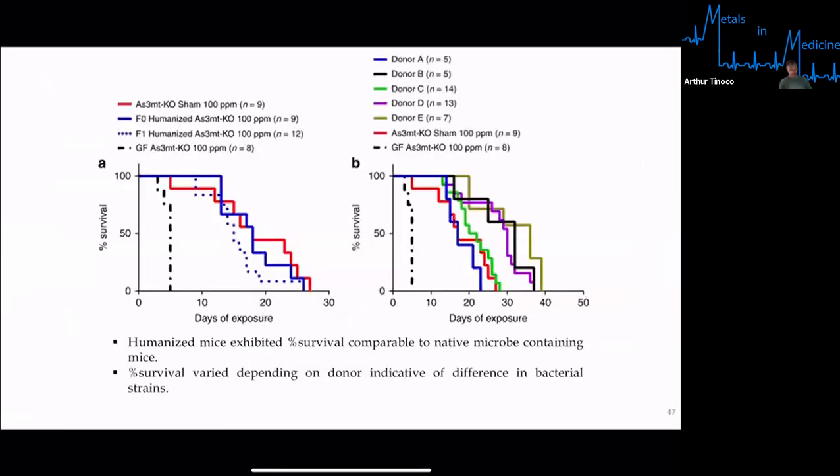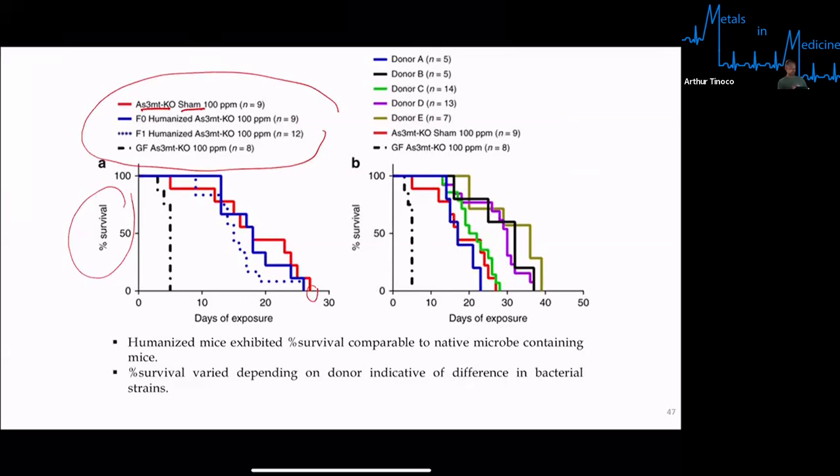All right, so let's try to make sense of what we're seeing here. We're looking at percent survival under different conditions. There's a lot going on here. We're looking at the knockout mice under the condition of sham, so not treated with any antibiotic. And we see that up to about 27 days there's some amount of survival, but at that point, all the animals have died.